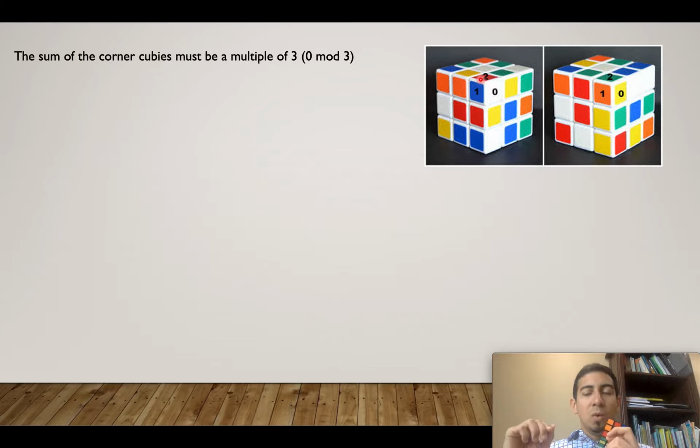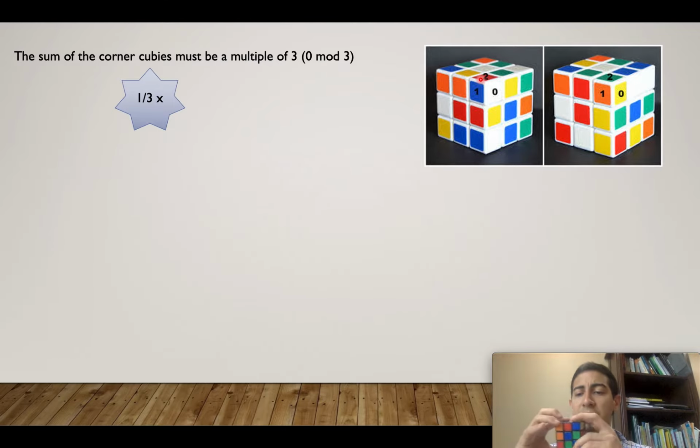So what we can conclude from this is that if you label the cube in this way, the sum of the corner faces in the top face and the bottom face has to be 0 mod 3. They have to be a multiple of 3. And one can check that out of all possible configurations, if you break the cube apart and put it together, a third of them have a sum of 0 mod 3.